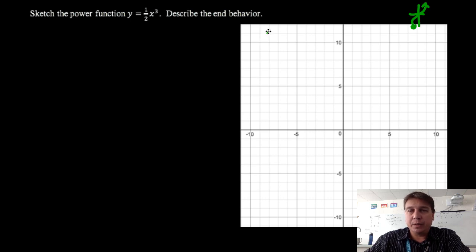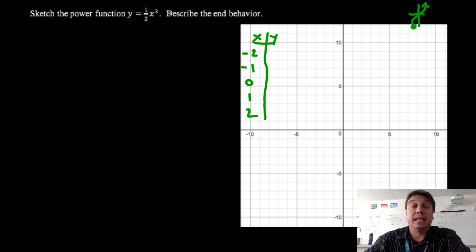So let's take some points. We'll just substitute them in. We'll choose points that we know will work. So I'll use kind of similar ones as before. So -2, -1, 0, 1, and 2. Substitute -2 into here. So -2 times -2 times -2 is -8. And then I'm going to divide that by 2, because that's what multiplying by 1/2 means. And I end up with -4.